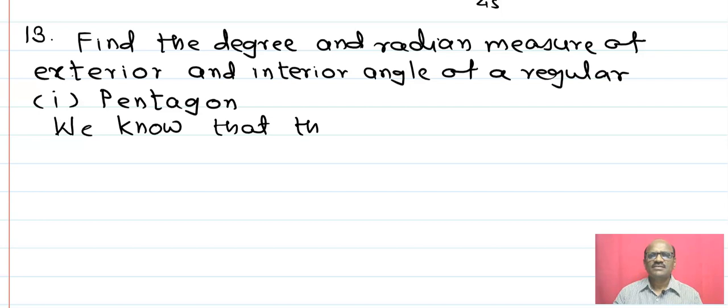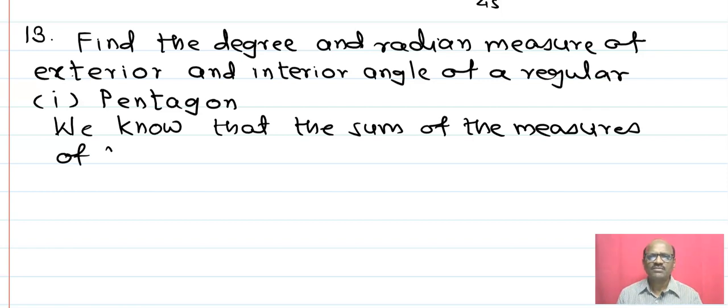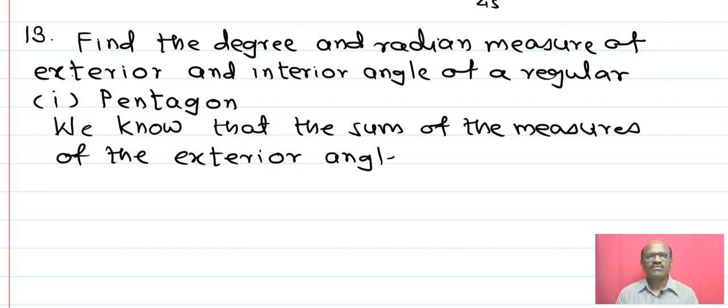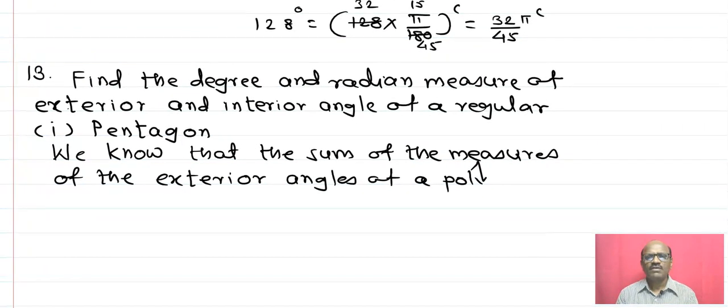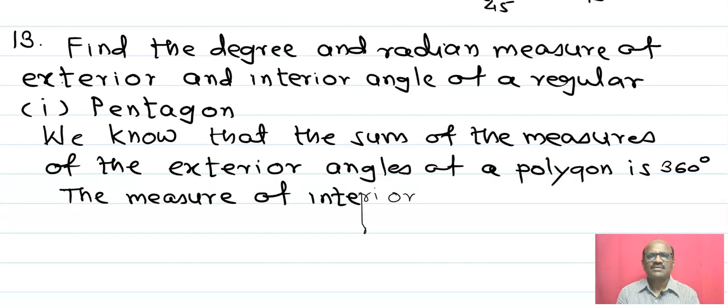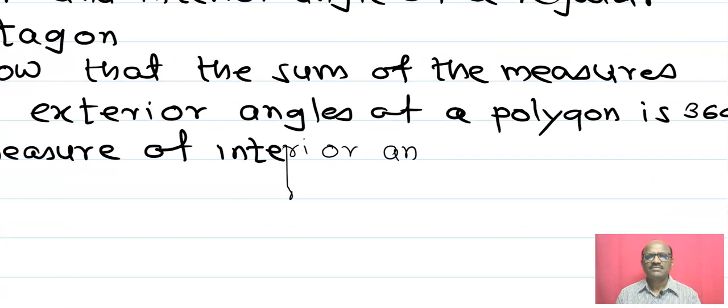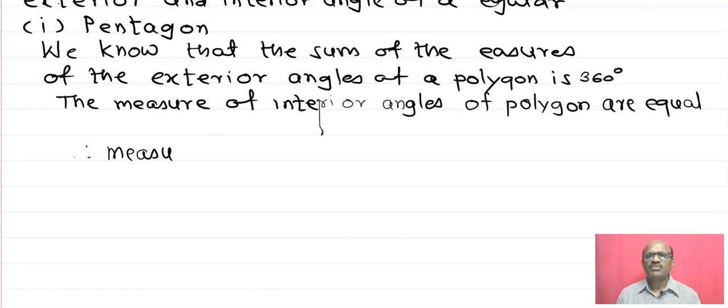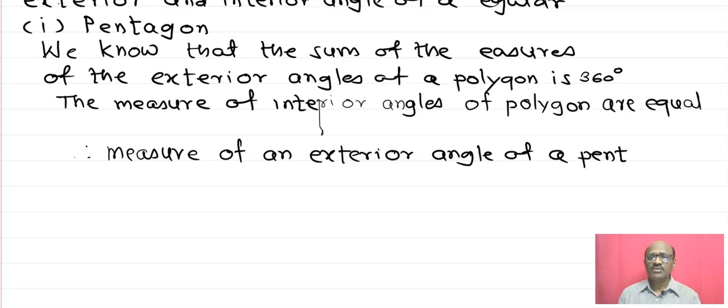Now find the degree and the radian measure of the exterior and the interior angles of a regular pentagon. Now see this very important problem. We know that the sum of the measures of exterior angles of any polygon is equal to 360. The interior angles of a regular polygon are equal, and the sum of the measures of the exterior angles is equal to 360. Now see this, the measure of an exterior angle is equal to 360 upon the number of sides.